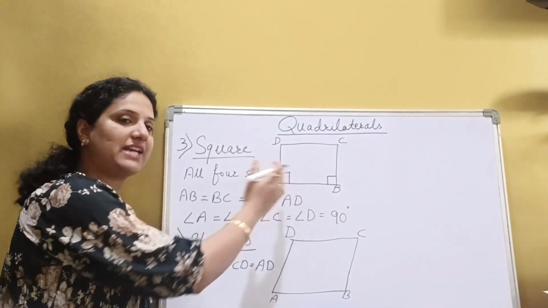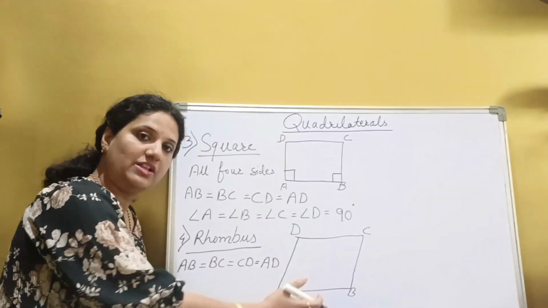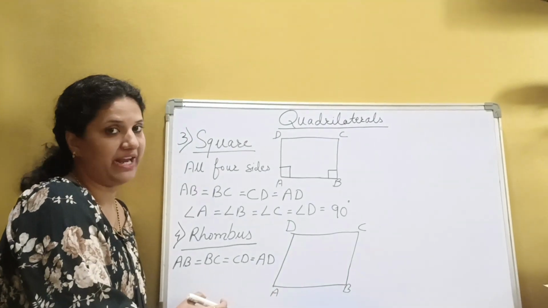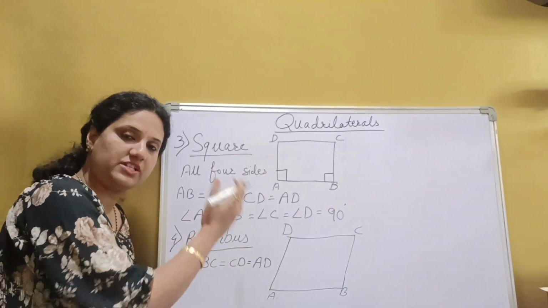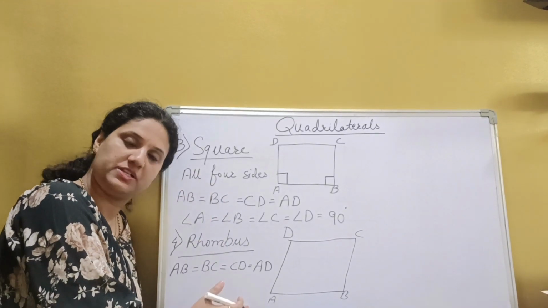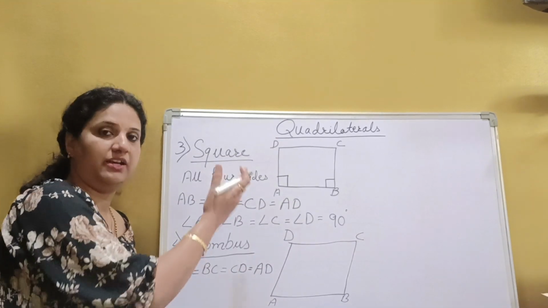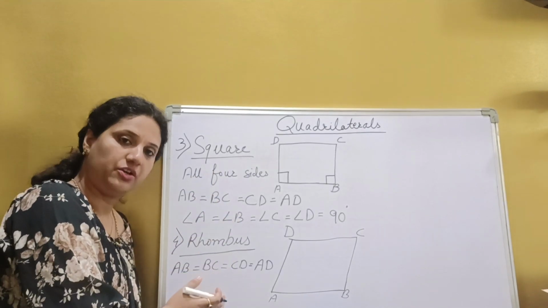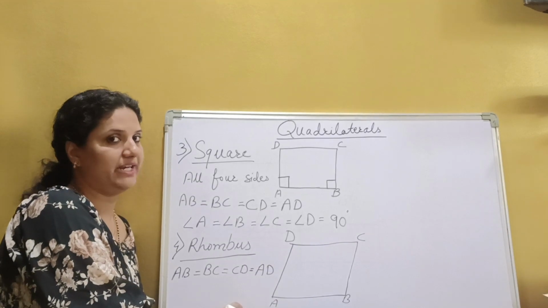In square, all the sides are equal, and all the angles are making 90 degrees. But in rhombus, all sides are of same measure, are equal, but the angles are not of 90 degrees. This is the difference between the rhombus and the square. But both square and rhombus are types of quadrilateral. Rhombus is also a quadrilateral and square is also a quadrilateral. But the difference is in square all sides are equal and the angles are of 90 degrees, and in rhombus all sides are equal but the angles are not equal to 90 degrees.